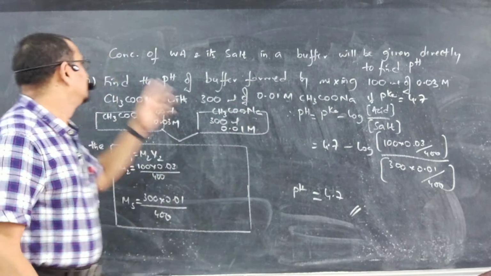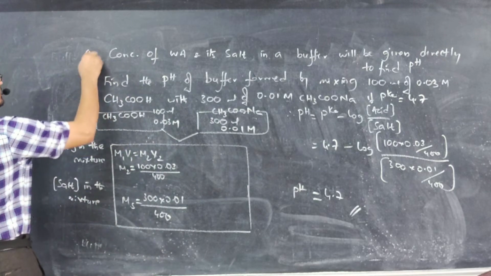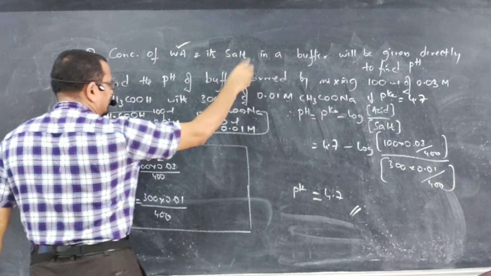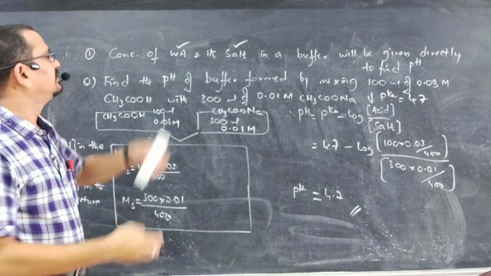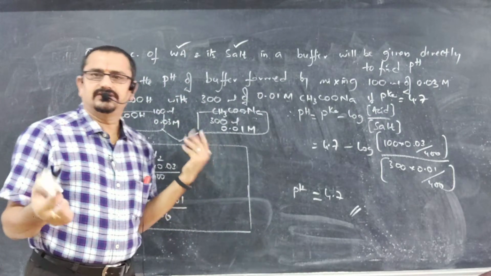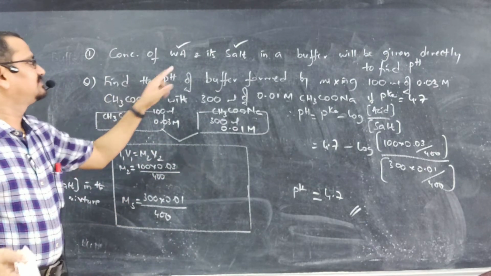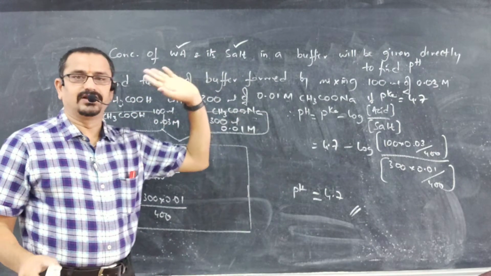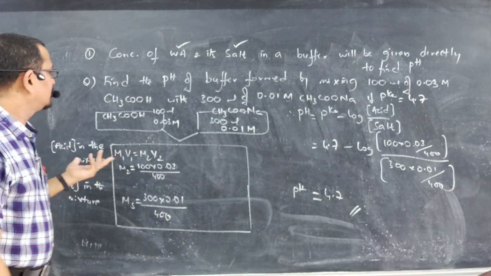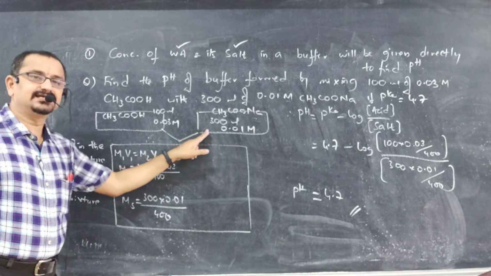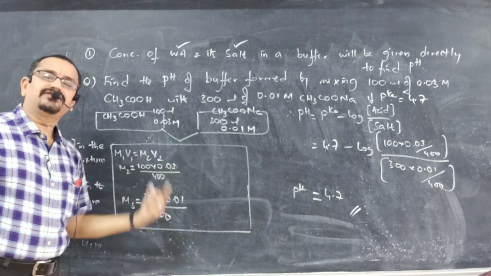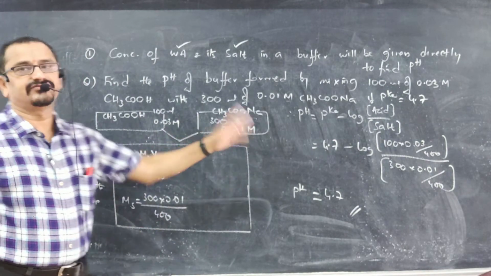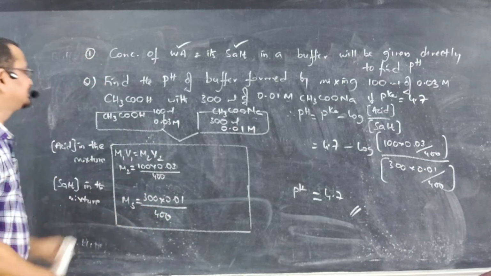After mixing, we have to find the concentrations and substitute in the formula. This is the second model. The first model is where the concentration of weak acid and salt are given for a ready-made buffer, so there is nothing to deal with. Just substitute the given concentrations in the formula. The second model is where acid concentration and salt concentration are given before mixing, and after mixing we have to find them and substitute in the formula. Now let us see.